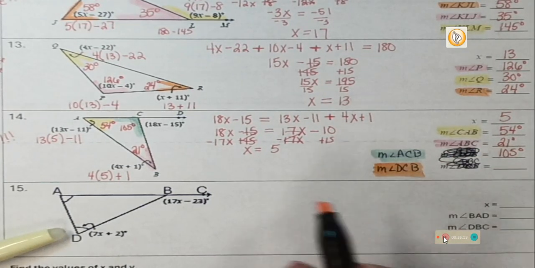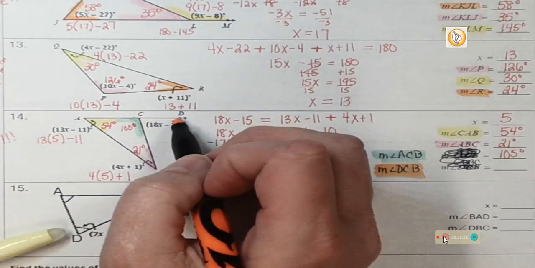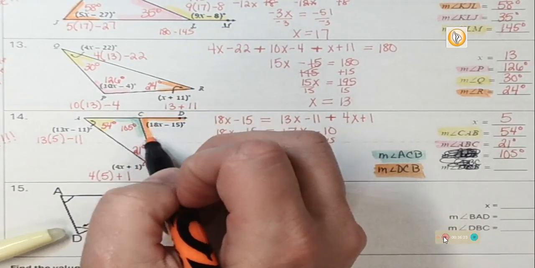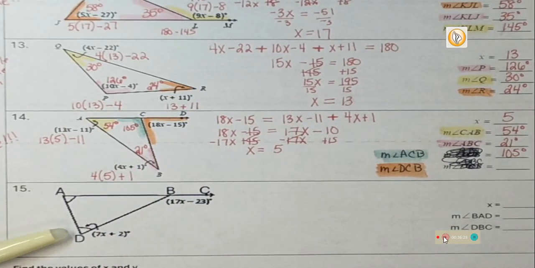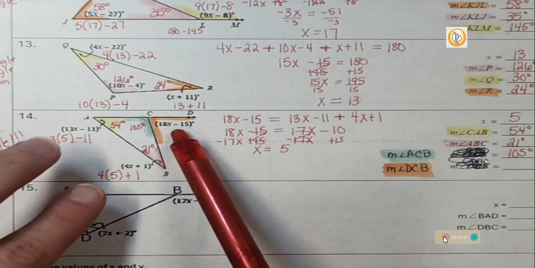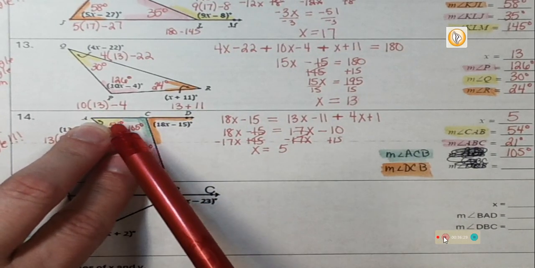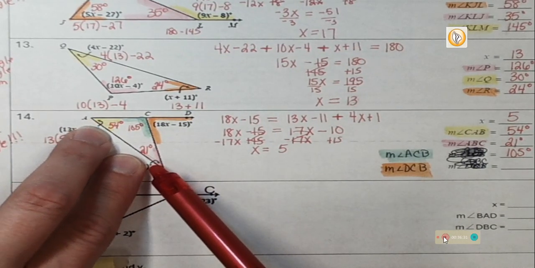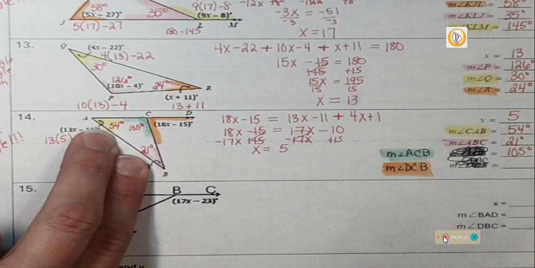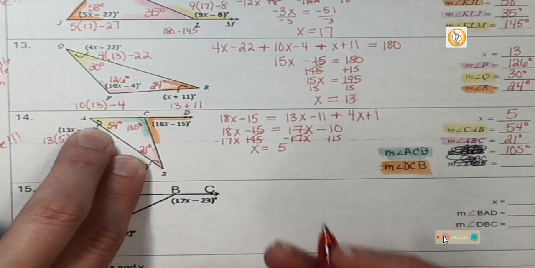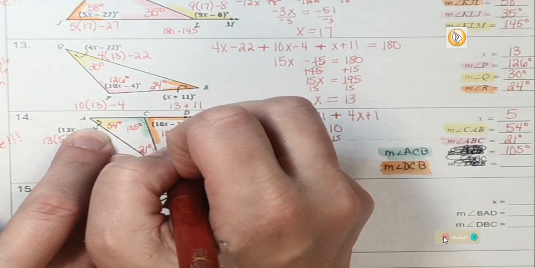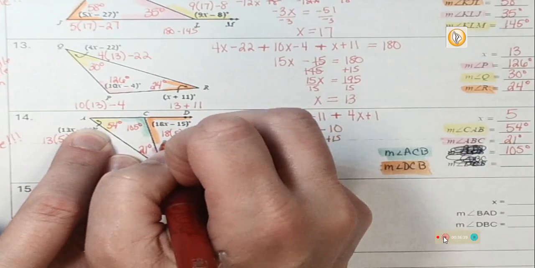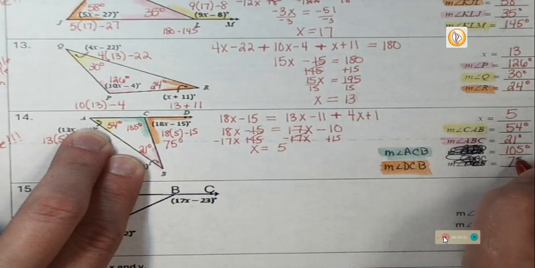All right, and then my final angle, which I thought I was wrong, but I personally was looking at the wrong figure, is DCB. That's this exterior angle. Now, there's two ways you could find this angle. This angle equals the sum of those two, okay? If you add those up, you will get 75. Easiest way is to plug it in. 18 times 5 minus 15, which gives you 75 degrees.